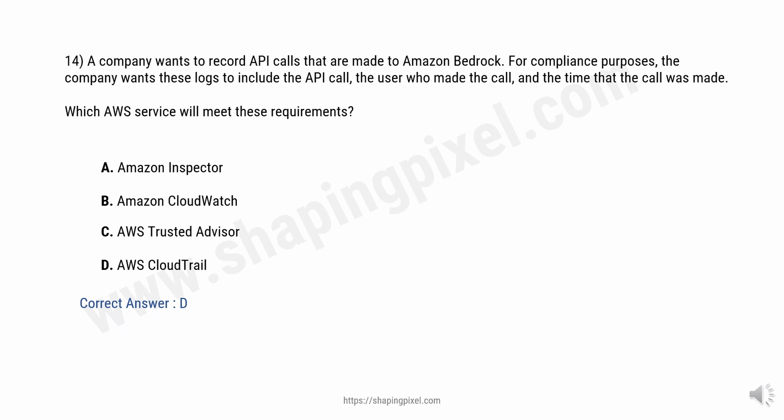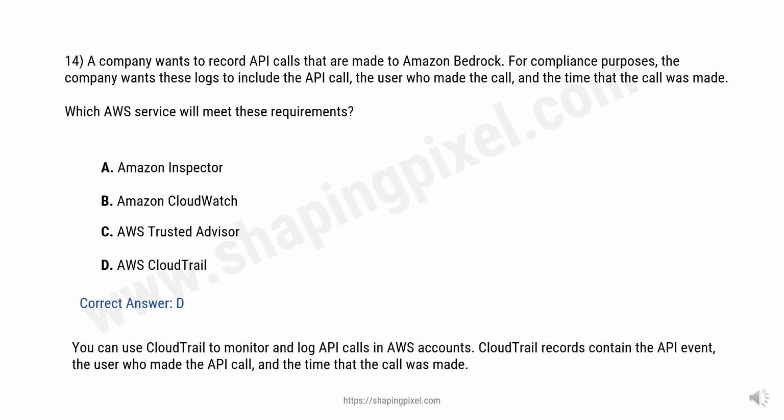And the correct answer is option D, AWS CloudTrail. You can use CloudTrail to monitor and log API calls in AWS accounts. CloudTrail records contain the API event, the user who made the API call, and the time that the call was made.